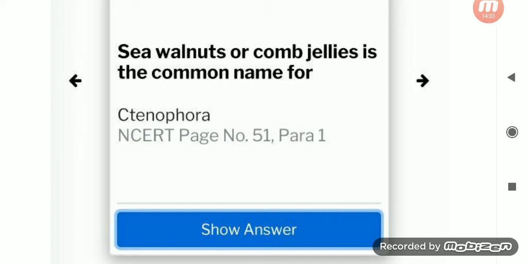Sea walnuts or comb jellies is the common name of Ctenophora.